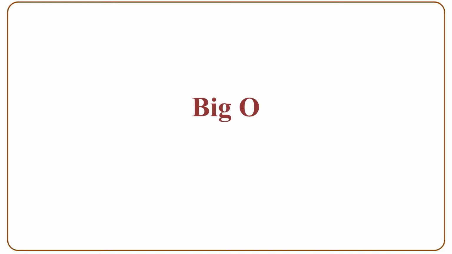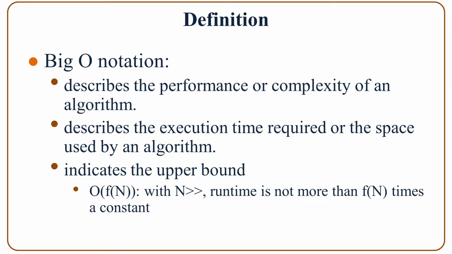In this video, I'm going to talk about Big O. Big O time is the metric we use to describe the efficiencies of algorithms. It is used to describe the execution time required or the space used by an algorithm. Big O notation indicates the upper bound. So if we write O of f of n, with large values of n, the runtime is not more than f of n times a constant.